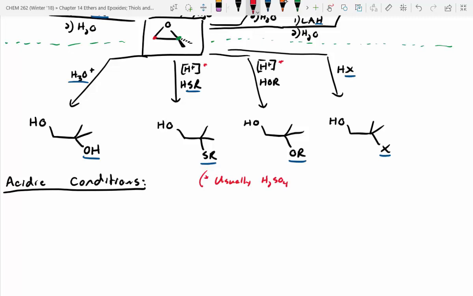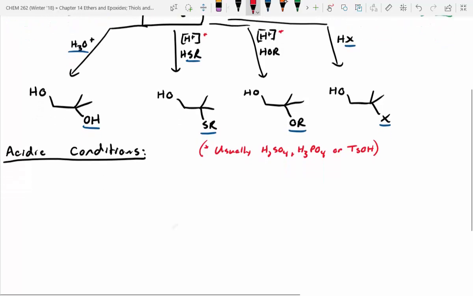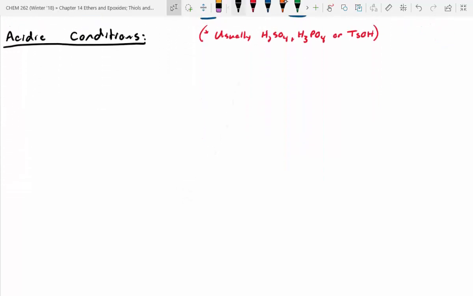H2SO4, H3PO4, or tosylic acid, which is abbreviated TsOH. And the reason that those acids are used is their conjugate bases are really, really crummy nucleophiles, and they won't ring open an epoxide. So you do have to be careful. You can't just throw HCl in, otherwise you'll actually get a halogen acting as your nucleophile. Does that make sense? All right, so let's take a look at some practice problems, and then we'll work through these.